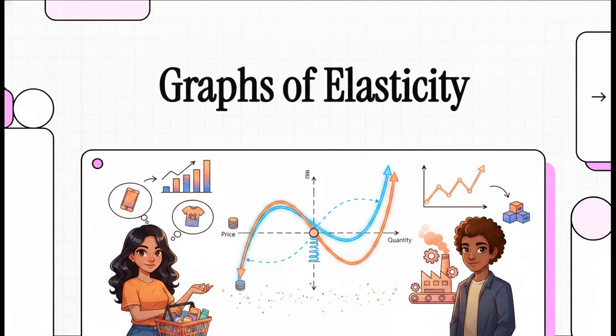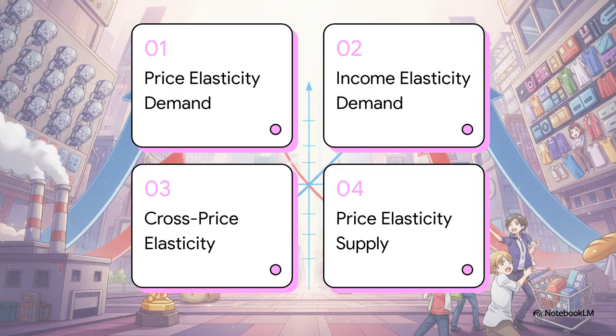Welcome to the Explainer. Today, we're totally mastering elasticity. It's essentially the ultimate metric of how markets breathe, flex, and, well, occasionally snap. We're going to visualize exactly how human behavior and factory production actually translate into data. Okay, let's dive right into this.